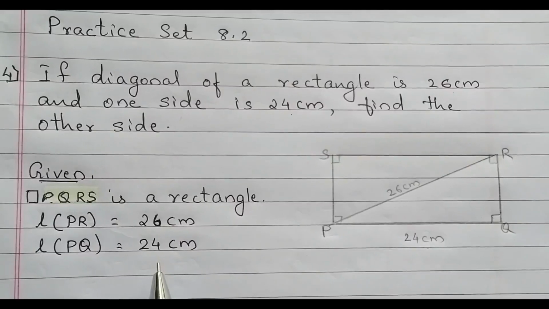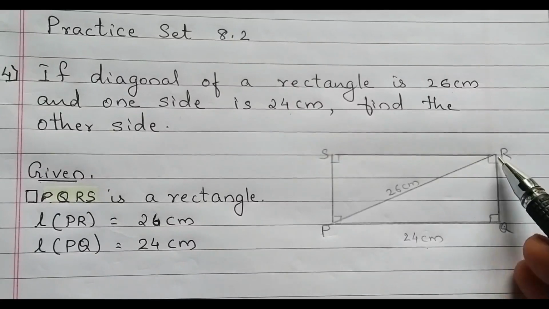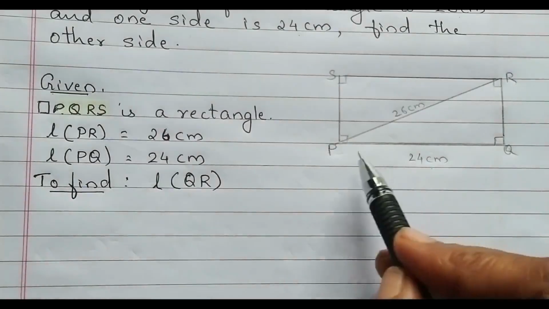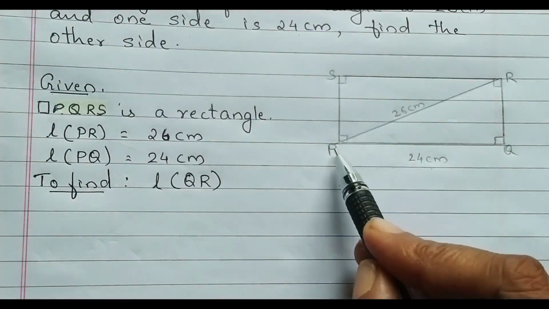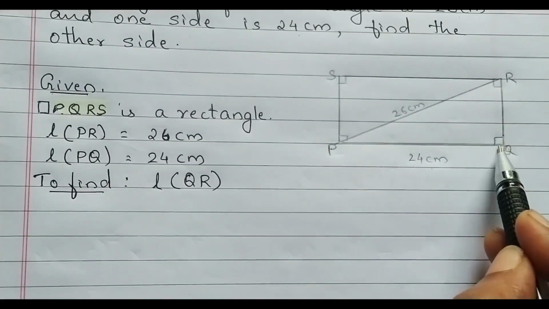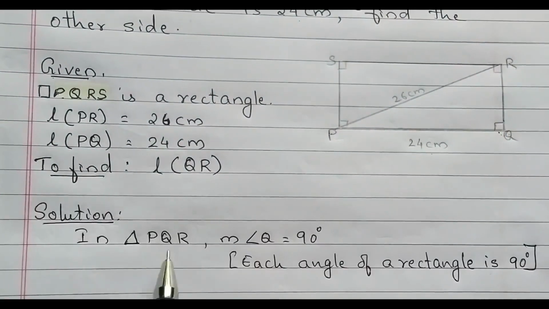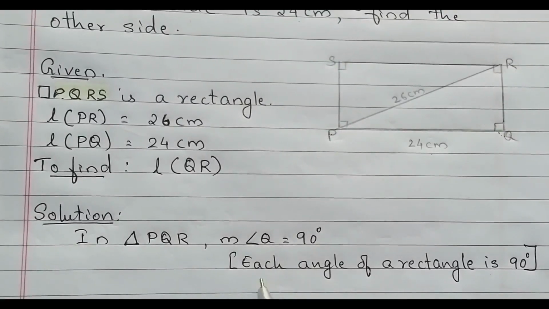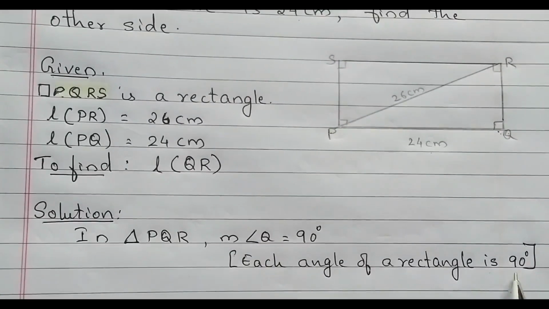So what are we to find? We have to find the other side. The other side means we have to find the length QR. We know that all angles of a rectangle are right angles. That means triangle PQR is a right angle triangle, so we can apply Pythagoras theorem in this triangle. So in triangle PQR, measure angle Q is 90 degrees. The reason is each angle of a rectangle is a right angle or 90 degrees.